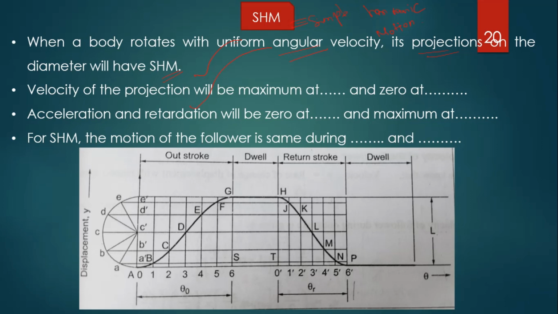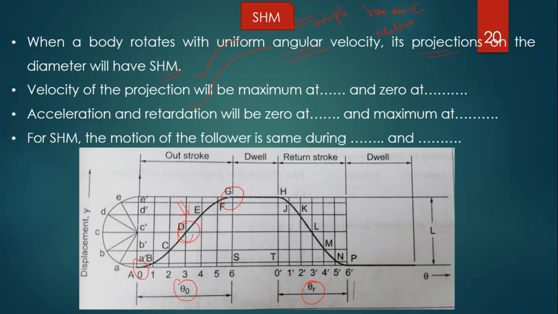The velocity of the projection will be maximum at the center of this curve and zero at the ends, right? Even for the acceleration and retardation, it will be zero at the center and maximum at the ends. For simple harmonic motion, the motion of the follower is the same during outstroke and return stroke also, right? So this is how we are going to draw the diagram.